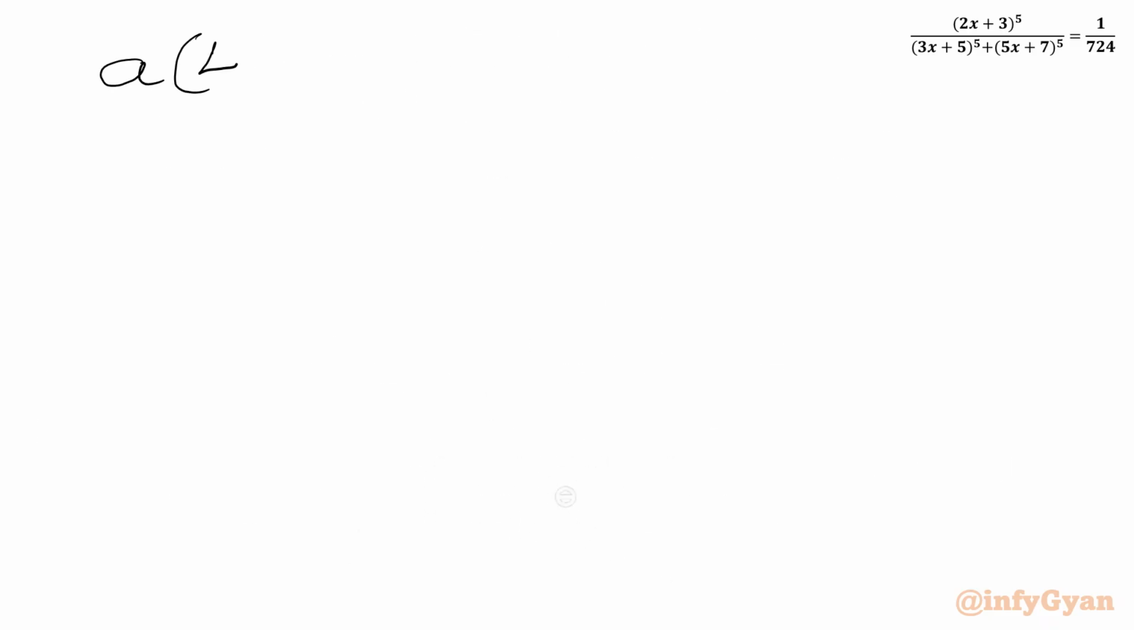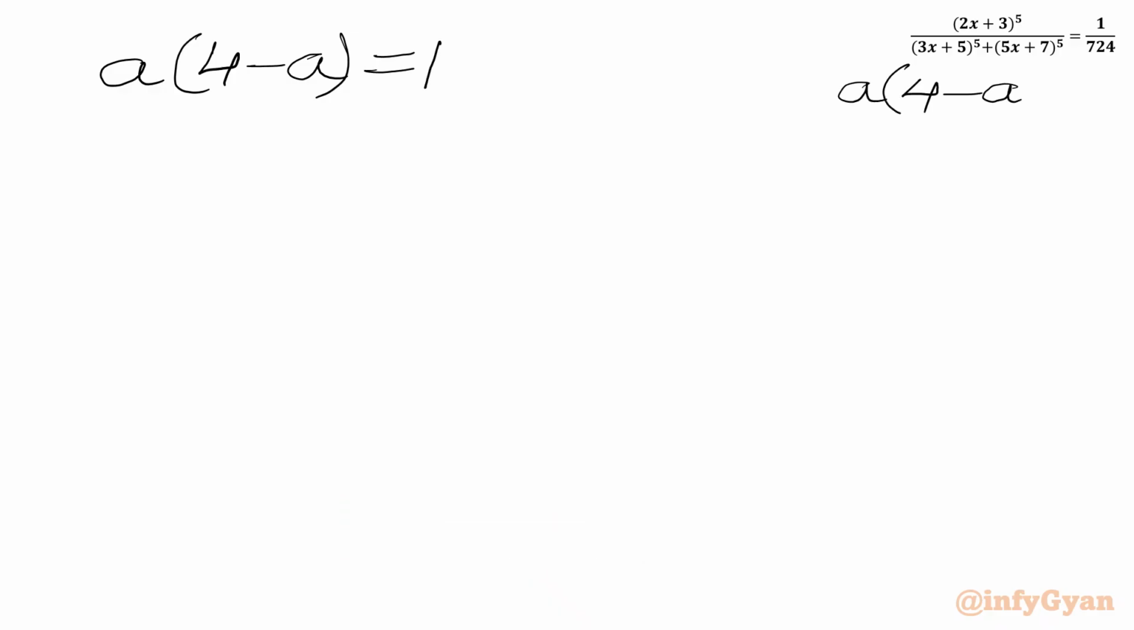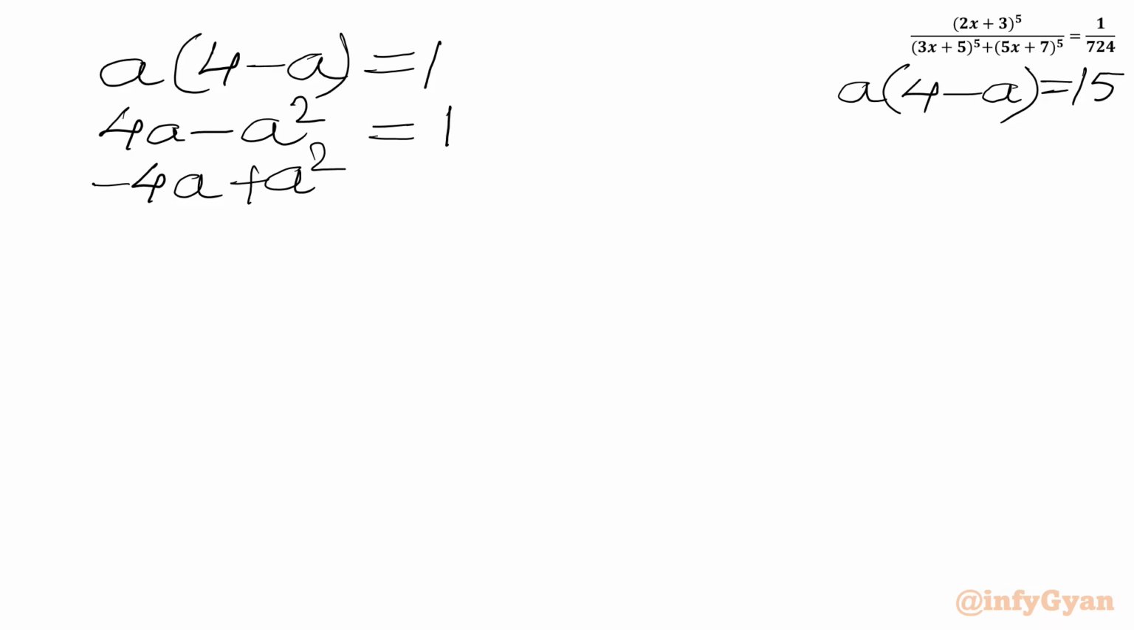A times (4 minus a) equal to 1. Then we will take up a times (4 minus a) equal to 15. Let's expand: 4a minus a square equal to 1. Multiply this equation with negative 1. We will write minus 4a plus a square equal to negative 1. Or I can write a square minus 4a equal to negative 1.